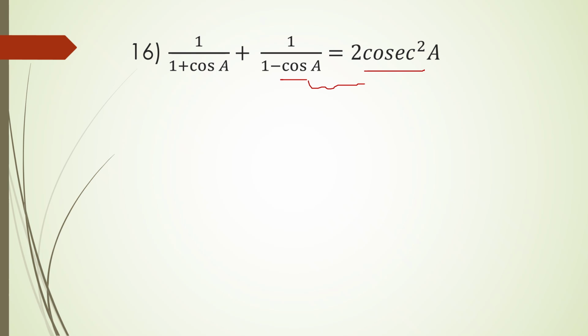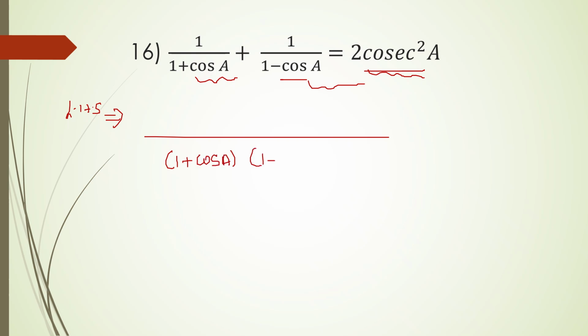So here we can take the LHS only, because in the LHS it is cos, and in the RHS we have to convert the cos to cosecant. So let's start doing it. If I take the LHS, we can take an LCM. So can we take an LCM? It is 1 plus cos A and 1 minus cos A. This is our LCM, because we don't have any common factor. So just multiply the denominators, that is your LCM.